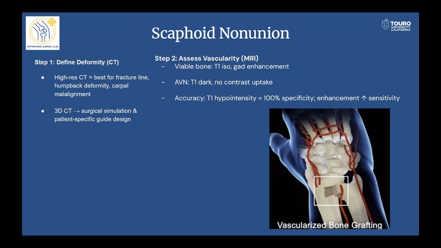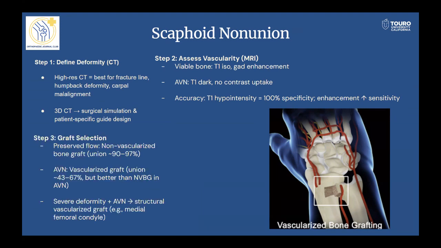Then step two, if that proximal pole looks good to go on T1 and with enhancement, it suggests it's pretty well perfused and you can kind of rule out avascular necrosis. If T1 is dark with no contrast uptake, then that's probably avascular necrosis. Non-contrast hypointensity is extremely specific, so you can definitely trust it. It's not very sensitive, meaning some cases can still look normal, but in practice, T1 is your rule in, and gadolinium contrast is sort of your rule out.